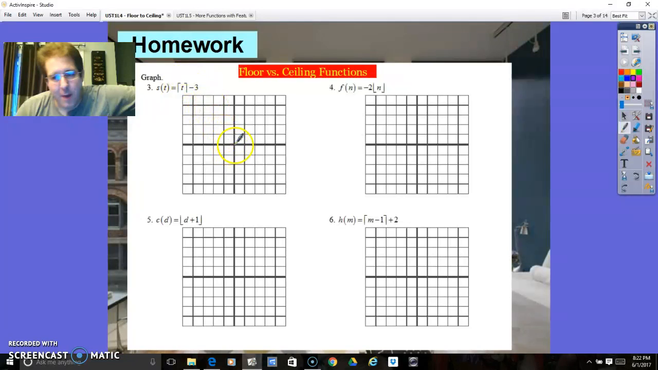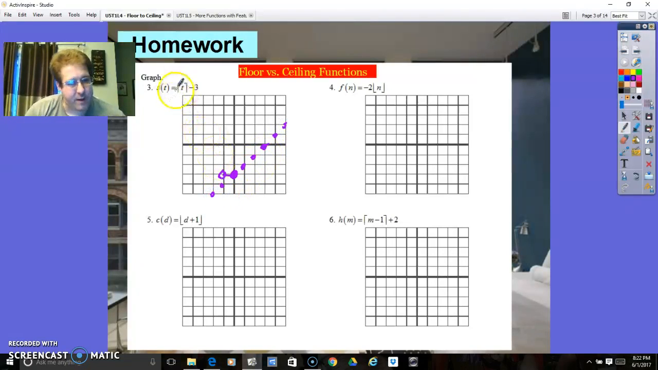So ceiling function means that the colored dot would have been here and the open circle would have been here, but everything's been shifted down 3. So 1, 2, 3. So there's my dot, there's my open circle, and then each other point is going to be just like that, because it has a dilation factor of 1. We assume if there's no number there that it's basically 1.